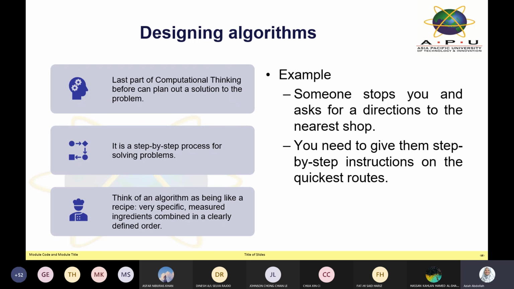Okay, so designing algorithm. Once you already do the decomposition, break the problem down, then find the patterns, and then do the abstraction, filter out the things that are not important, then you will design the algorithm. The last part in computational thinking, before we can plan out a solution to the problem, is a step-by-step process for solving the problems. Think of an algorithm as being like a recipe: very specific, measured ingredients combined in a clearly defined order. If you look at the question in your tutorial class this week, the breakdown of the pseudocode, that is algorithm. Pseudocode is one of the algorithms you need to know.